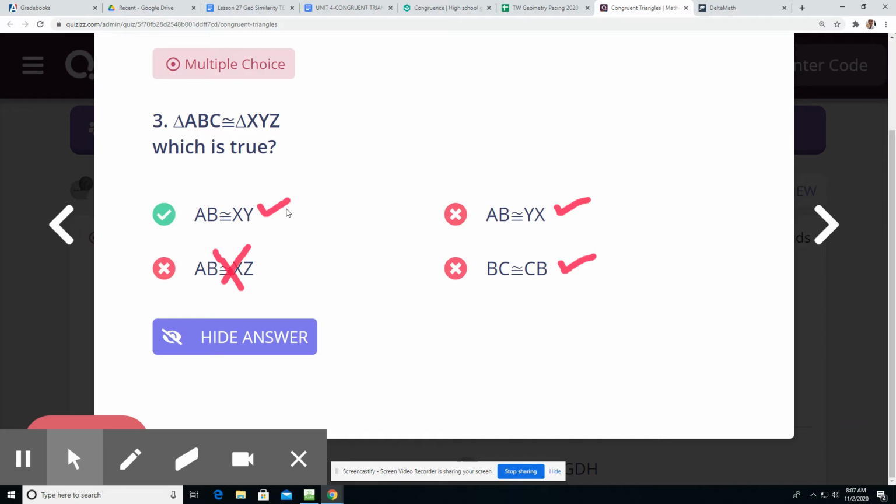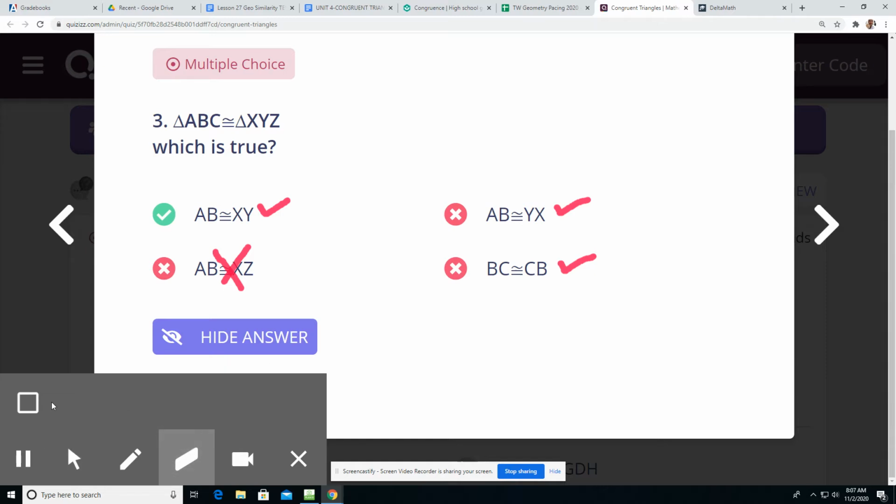So we just have to be careful with congruency. They want the order to be the same, but it would be the same. So I personally, as a math teacher, this would be okay for me. And same thing for the last one. BC is the same thing as CB. That's kind of like a reflective property here. It doesn't matter the order. But for them, they want it to be exactly the same order. So take note of that as you're taking this quiz.